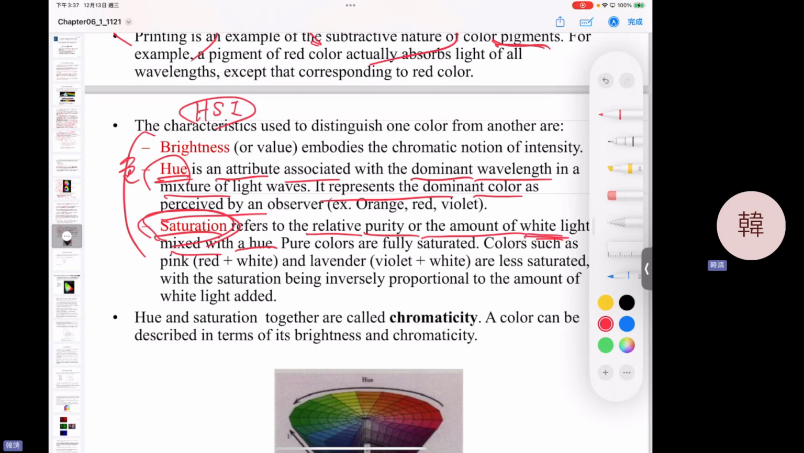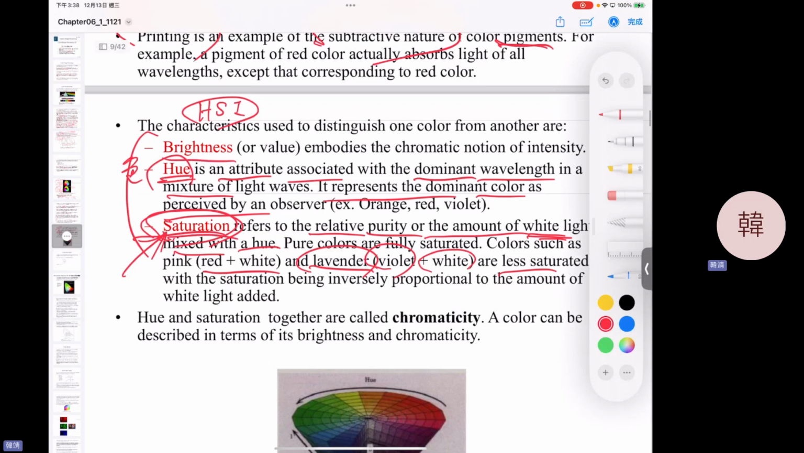So maybe you have the red one with the white light, it becomes pink. It becomes lighter, not so full red, not saturated red. Like lavender, 薰衣草, is a kind of light purple. It's because you have violet plus white, and then it becomes less saturated. So when you describe the color in your communication and you say light red or light blue, we know you are talking about the saturation of the color.